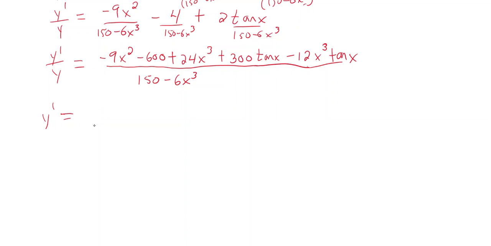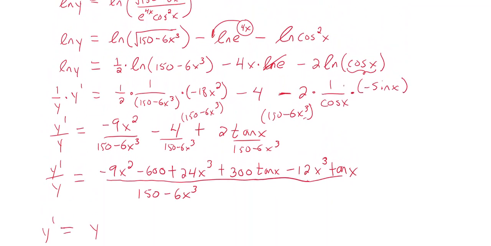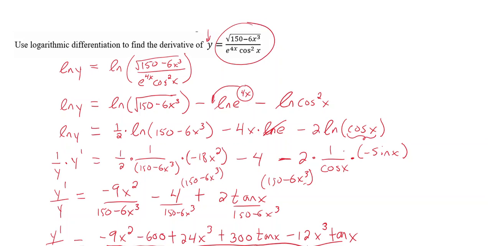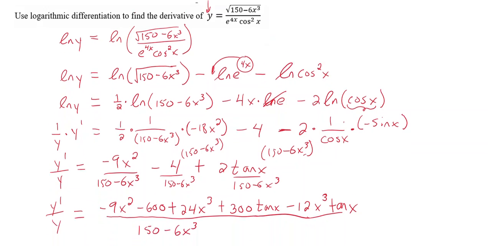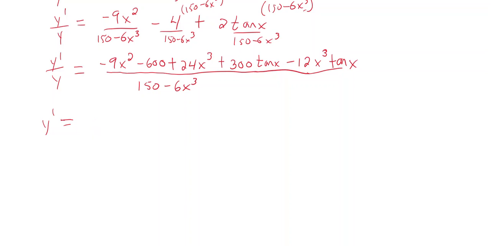Right? But what is that y? So maybe don't write it in there yet, but what is that y? Well, we know what y is. We have an expression. y is equal to all of that. So we can just actually plug that in now. It's going to turn quite messy, but that's it. So instead of a y, we're going to write down what we know y is equal to. So that is 150 minus 6x cubed over e to the 4x times cos squared x. All right, so that was y.